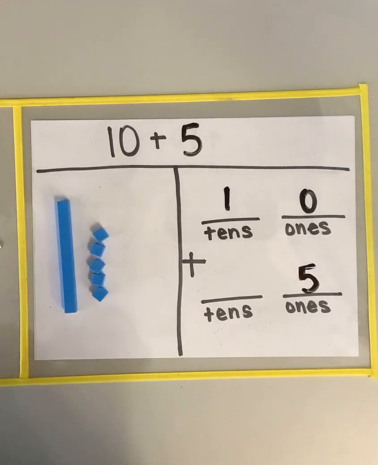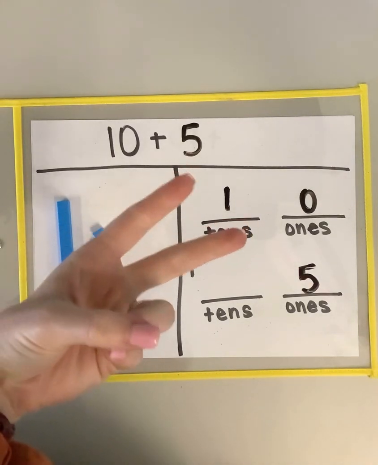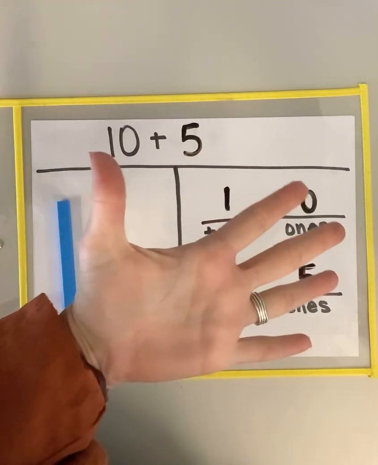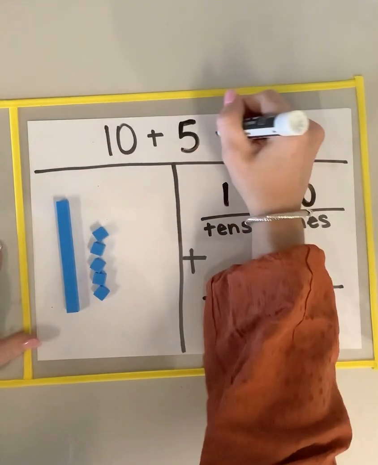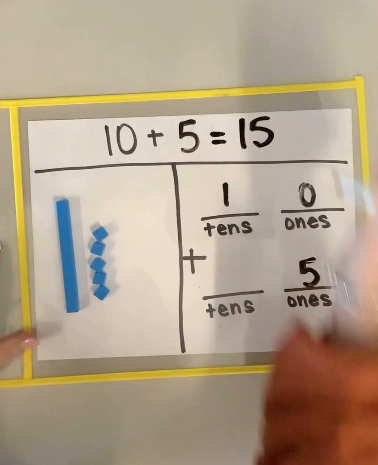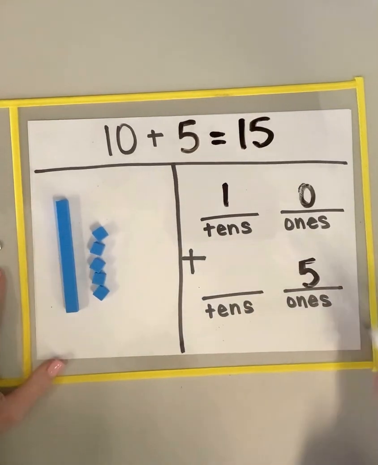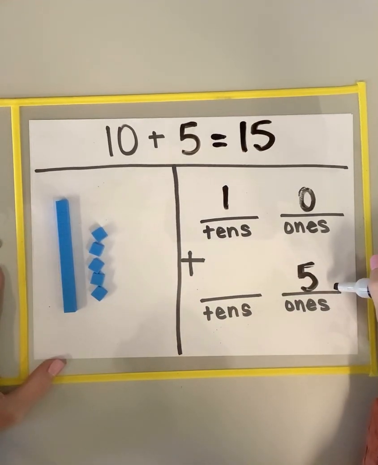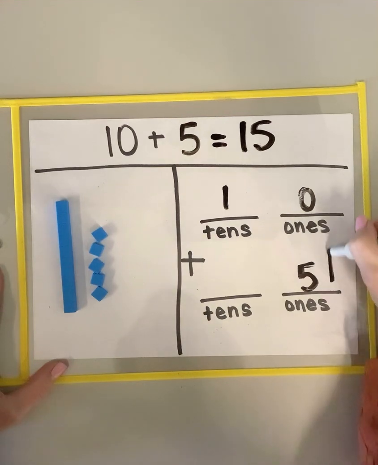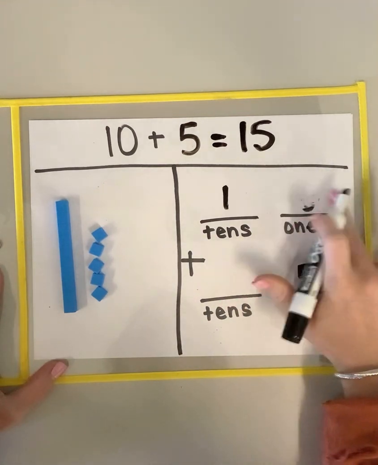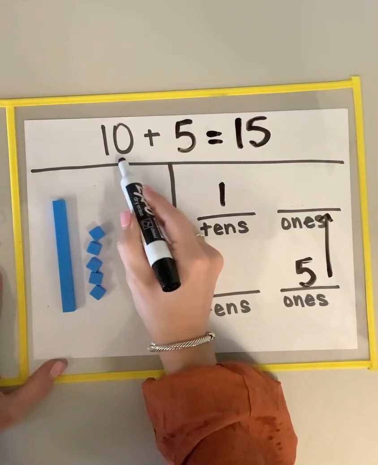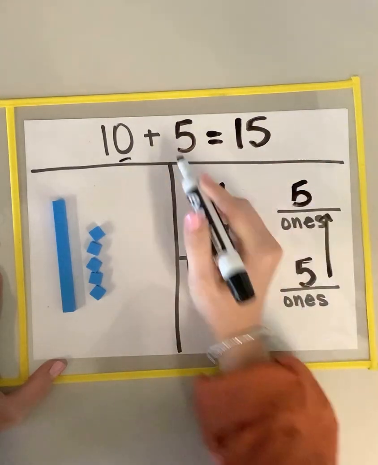All right, let's use our count on strategy. Ready? 10, 11, 12, 13, 14, 15. 10 plus 5 equals 15. But look, our Easy 10 Slide, I can move up my 5, and it changes from a 0 to a 5.